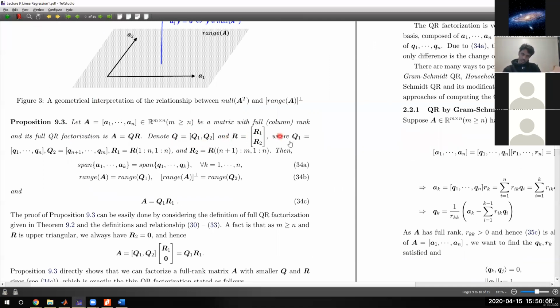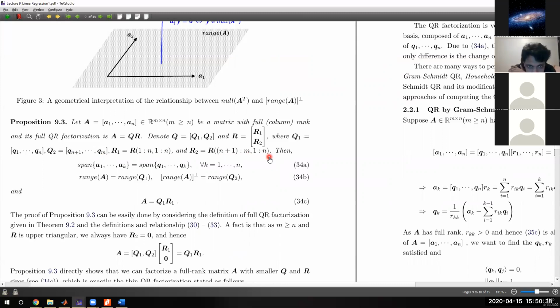By the way, if you use the notes before, I have a typo here. Before I wrote this one to be M and that one to be N, which is wrong. Be careful, because we know that M is greater than or equal to N. So Q1 would have N columns, and Q2 will have M minus N columns. So that's the reason why Q1 and Q2 together become Q. And R1 means the first N rows of R, and R2 means the last M minus N rows of R.